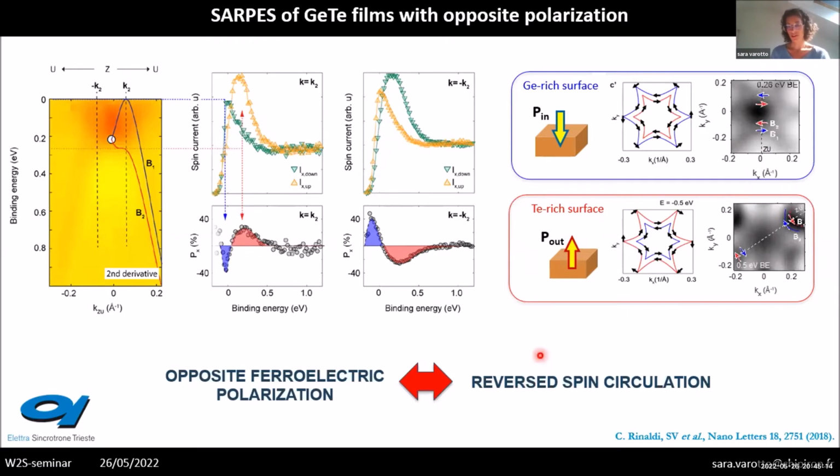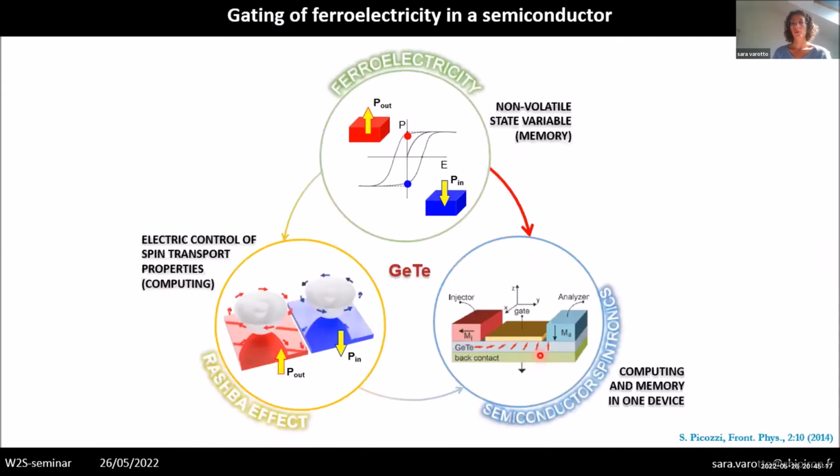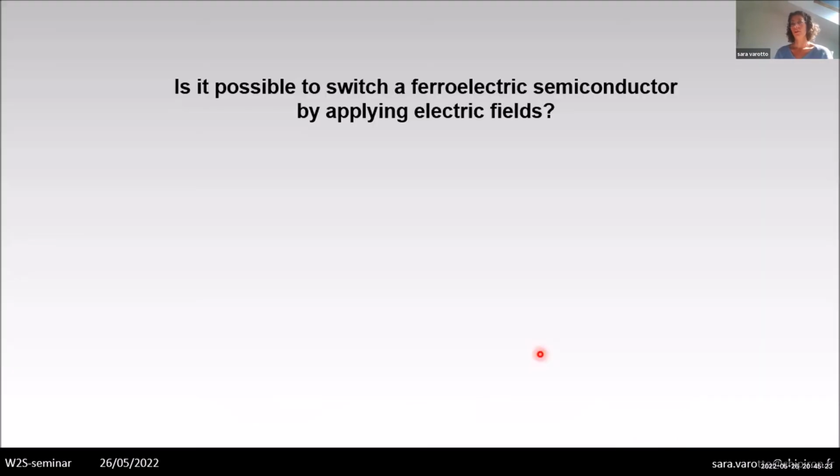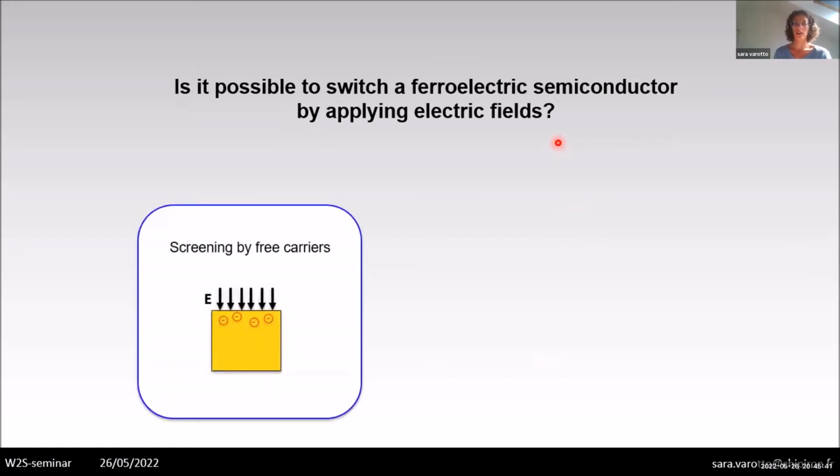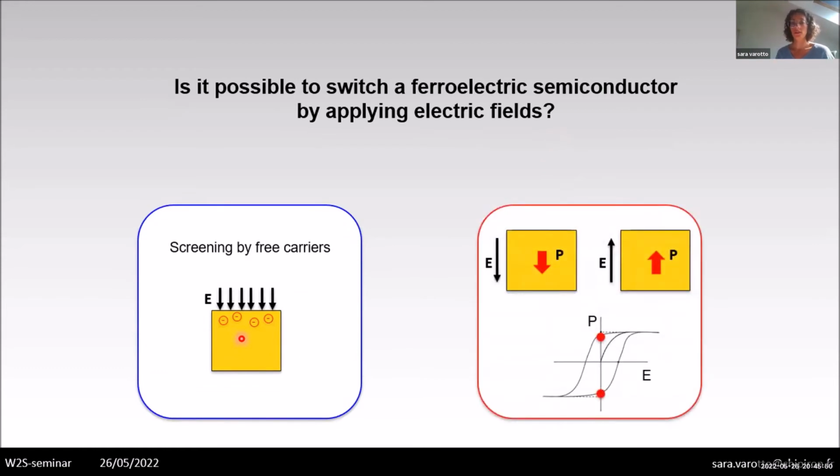Once we have demonstrated this link, we then tried to control the ferroelectricity of this semiconductor. This point is quite crucial in this case. It's not like in a perovskite, which is well known: if we have an insulator, we can switch its polarization. In this case, it's more complicated because we have a ferroelectric semiconductor with a very high density of free carriers. When we apply an electric field, we expect that the free carriers would screen it and prevent the polarization from switching. However, we have seen that by applying an electric field, the polarization can switch.